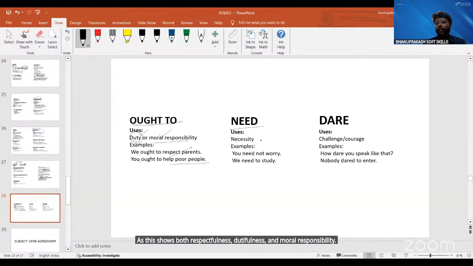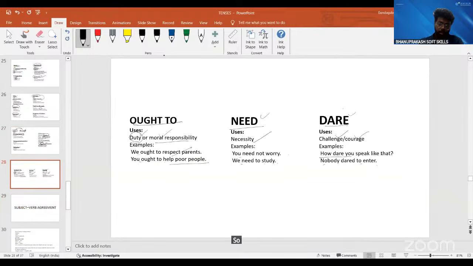And need is used for necessities like you need not worry. We need to study. And dare is used for challenge and courage, as in how dare you speak like that? Or nobody dare to enter. Okay. As these are very rare, but we may also see these kind of words. So it's better we should have some knowledge of them.